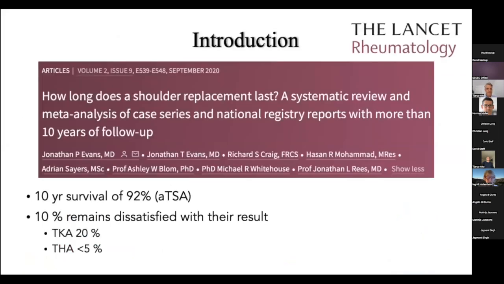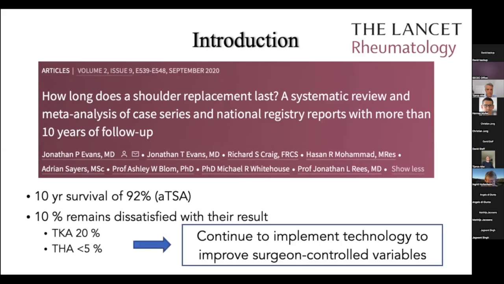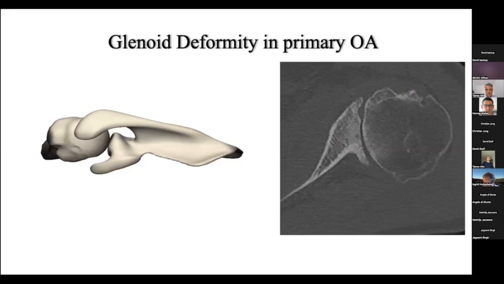Why are we interested in new technology for our shoulder replacements? When we look at the 10-year survival rates of anatomical total shoulder arthroplasty, this is about 92%. However, 10% of our patients remain dissatisfied with their result, and this lies somewhere in between total knee arthroplasty with 20% and total hip arthroplasty, with less than 5% of the patients being dissatisfied with the final outcome. Therefore, we need to continue to implement technology to improve surgeon control variables.